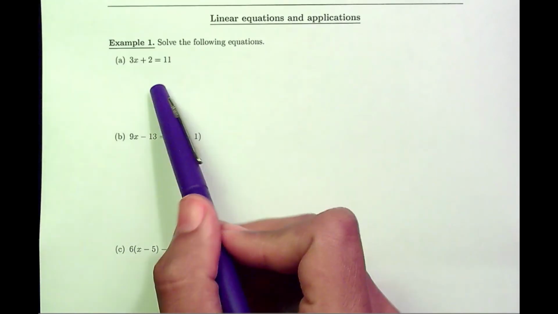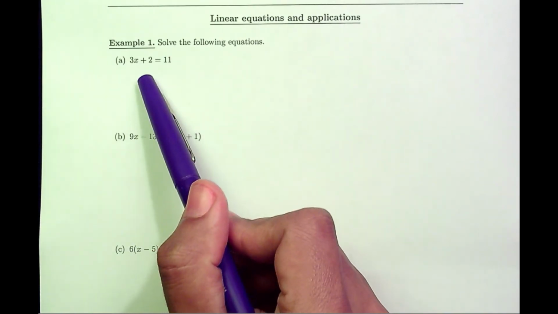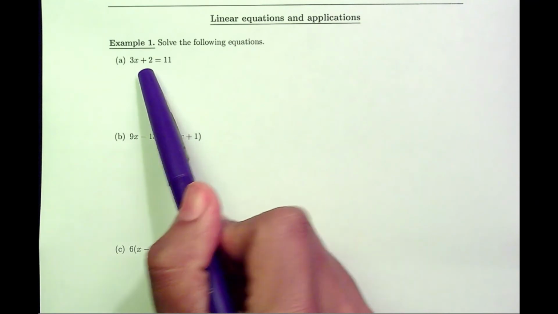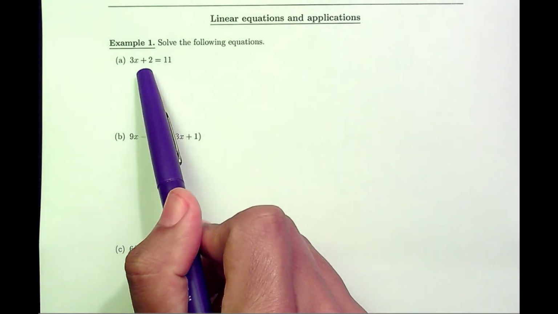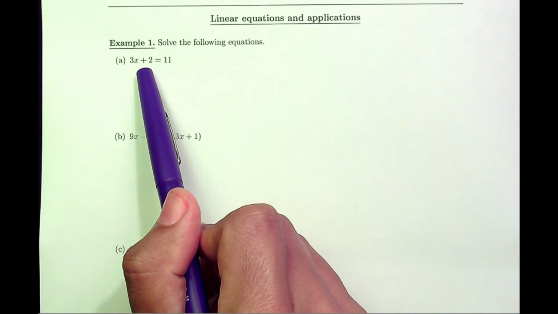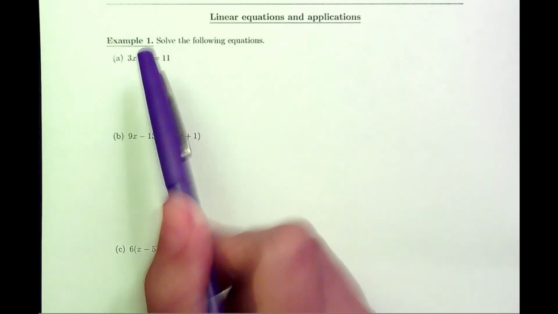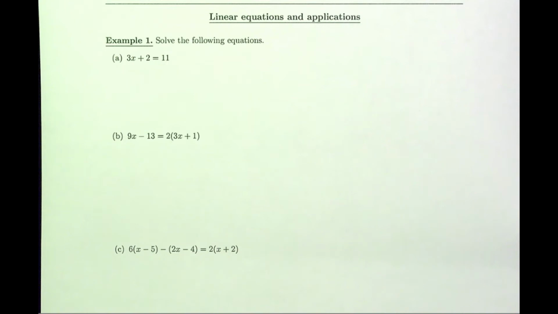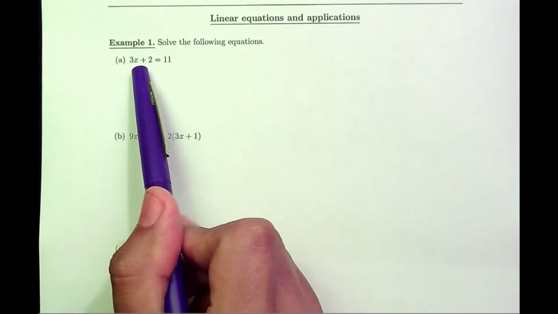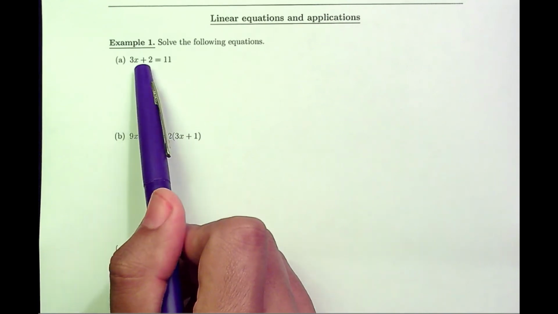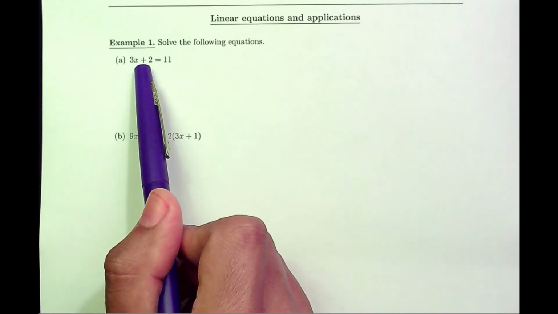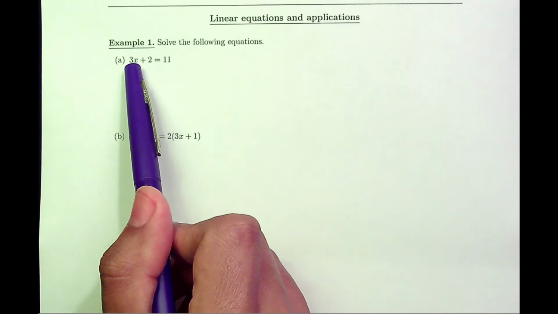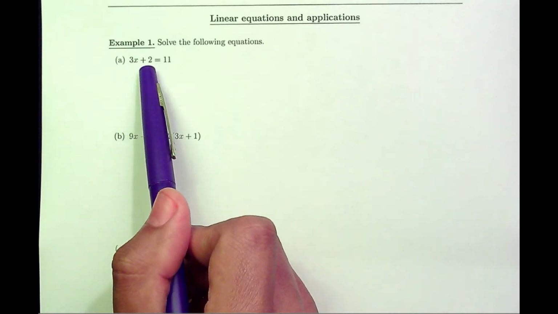So for example, let's start by solving this one. It says 3x plus 2 equals 11. And you also have to remove the numbers in the opposite order as in PEMDAS, the order of operations. Normally, if I were to plug in a value for x, I would first multiply by 3 and then add 2 to evaluate this.